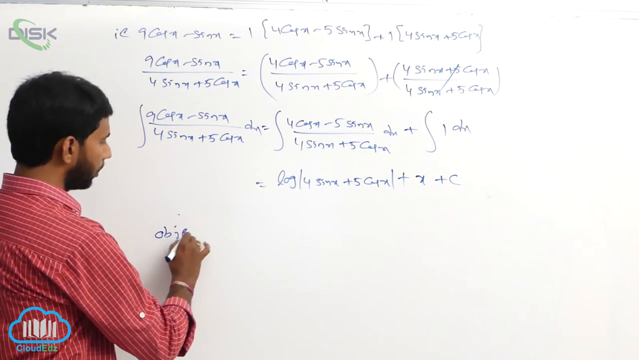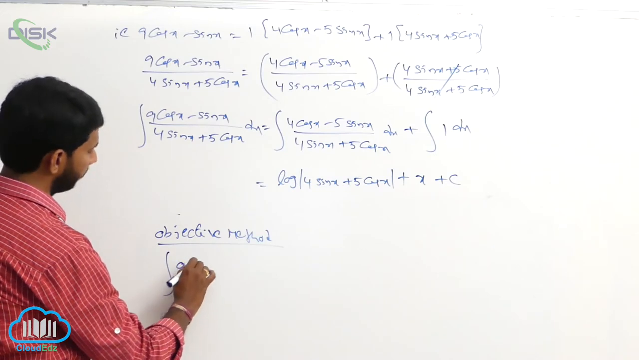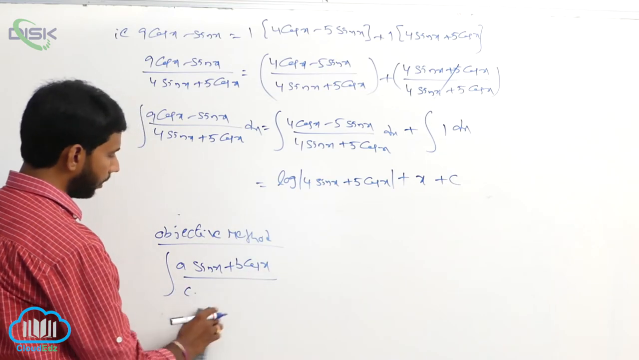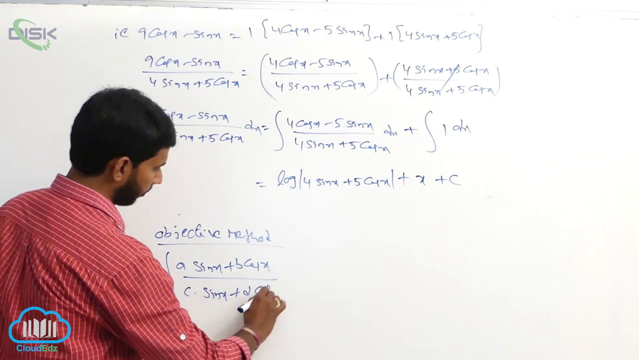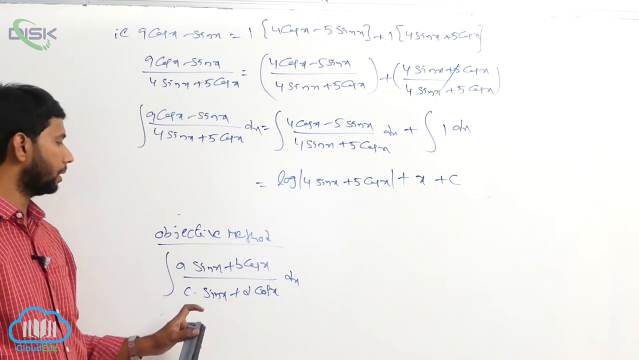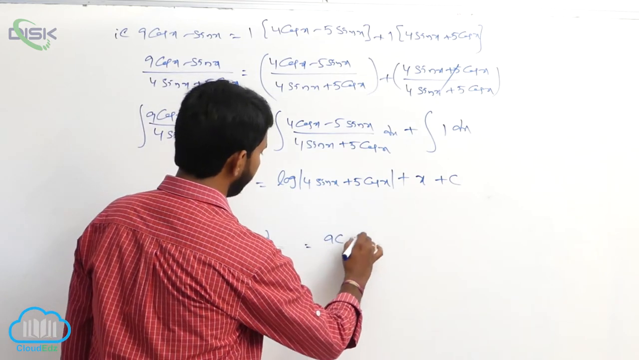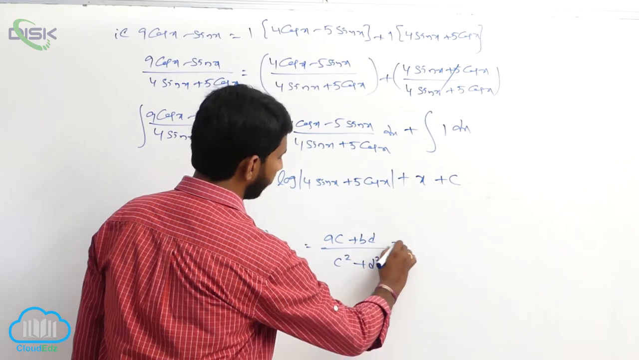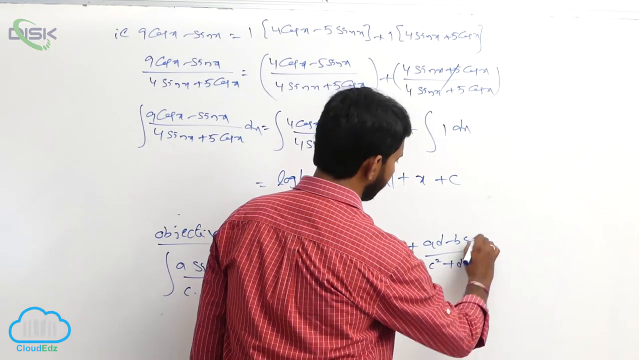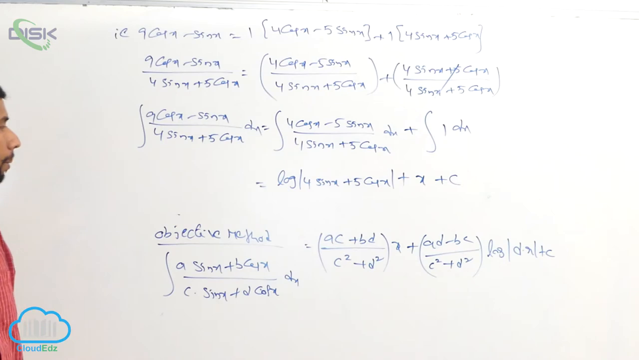This problem has an objective method. That is integral of a sin x plus b cos x by c sin x plus d cos x dx is equal to ac plus bd by c square plus d square into x plus ad minus bc by c square plus d square into log mod of denominator plus some constant.